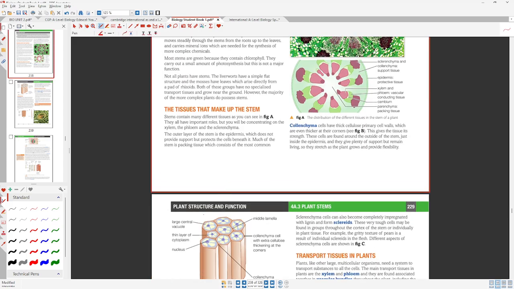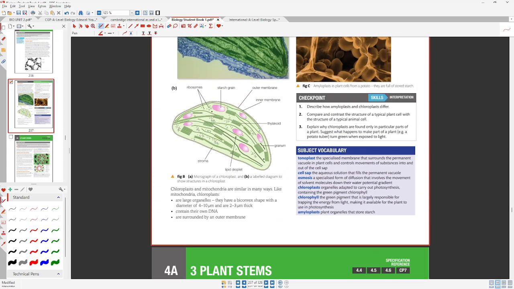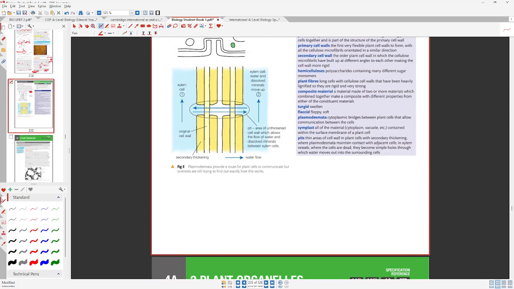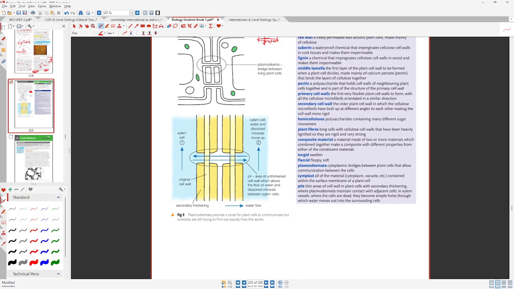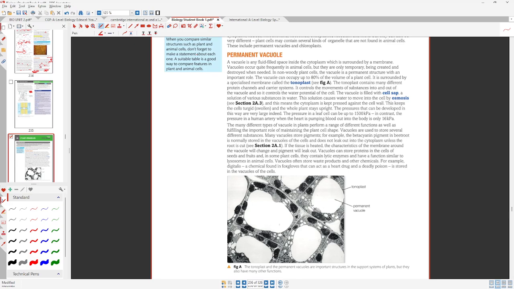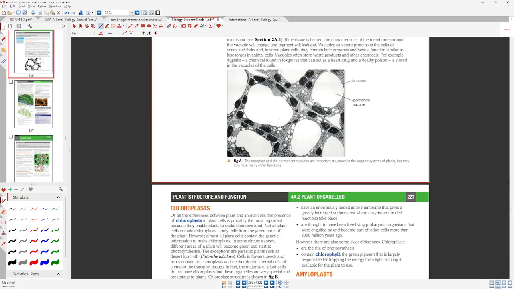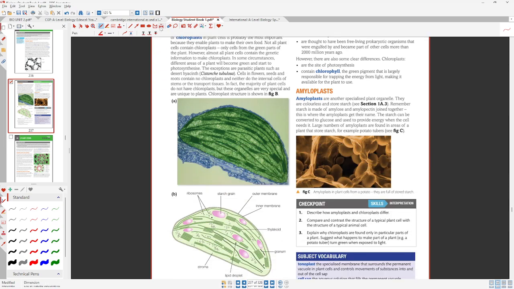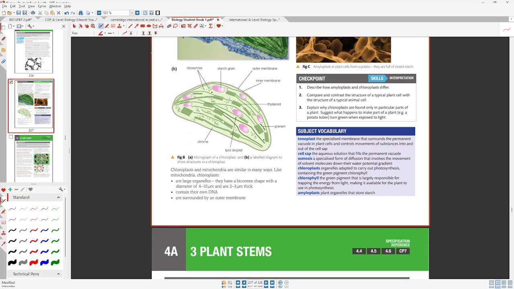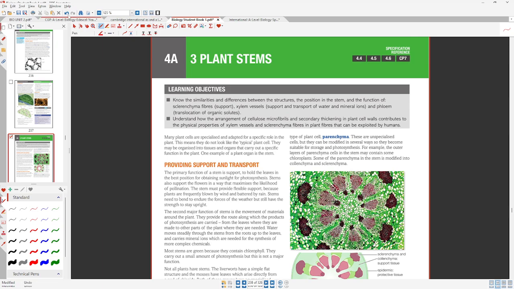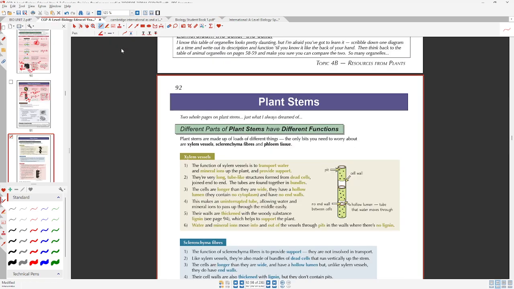After we finished talking about cell walls, there are the plant organelles that we could go into extra, which I don't think we really need to do, other than just being able to recognize what they look like. I don't think it's very necessary to go through this. So that takes us to plant stems.